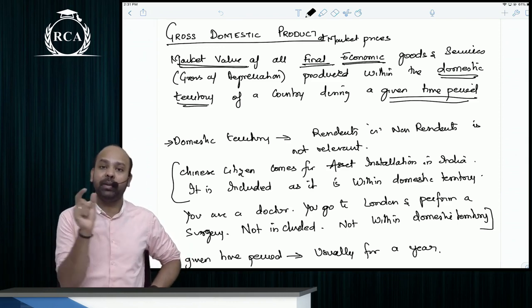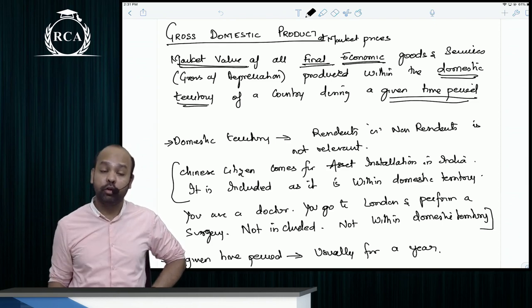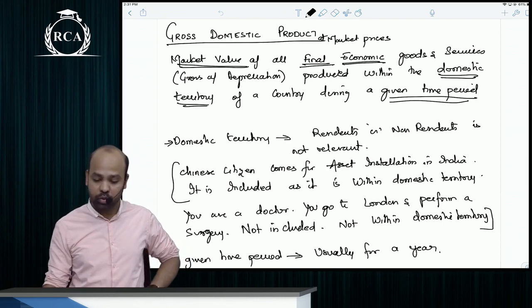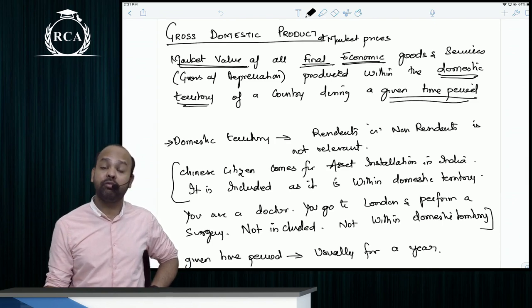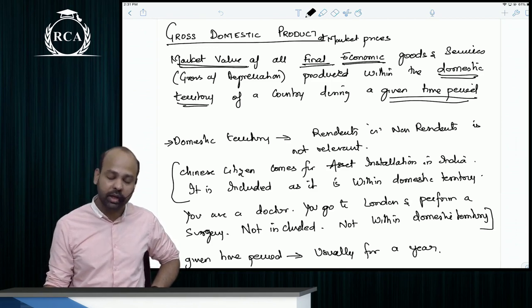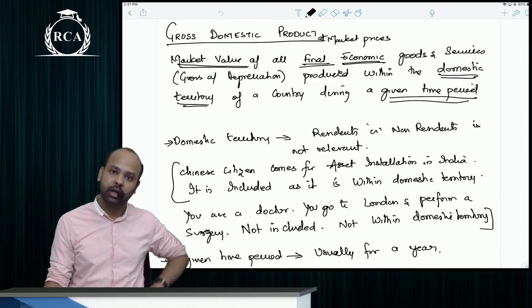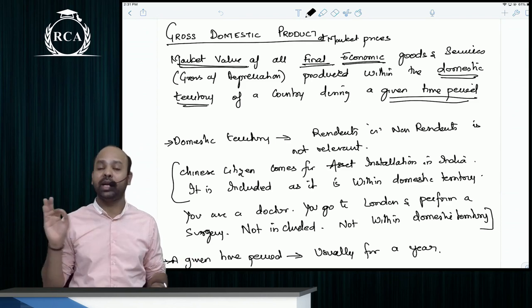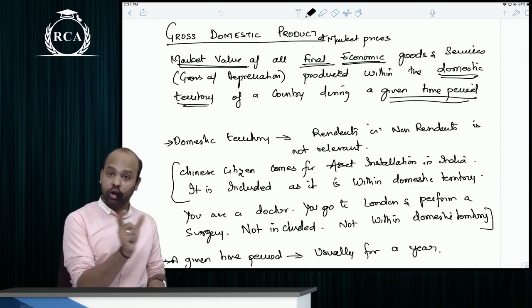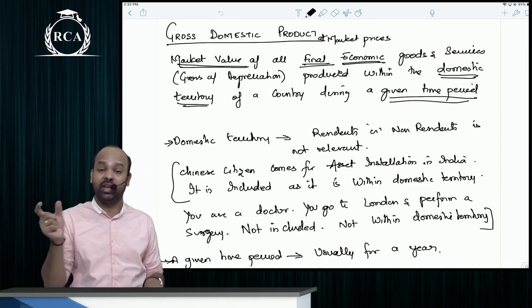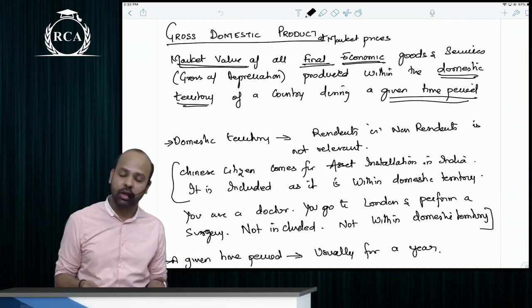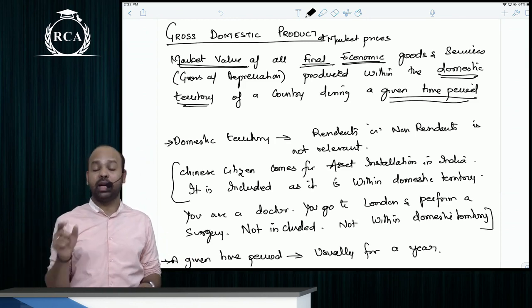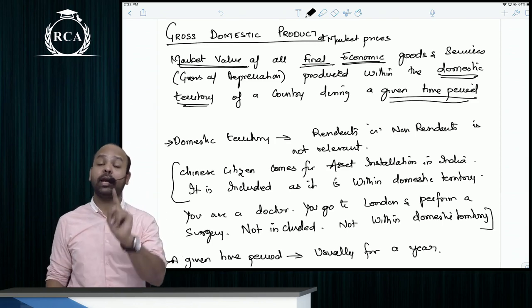But when they say GDP at market price, it is the market value of all final economic goods and services which are produced within the domestic territory of a country during an accounting period. No net factor income from abroad. GDP at market prices: gross of depreciation, domestic, within the domestic territory of a country during an accounting year, and then at market prices. So that is why market value of all final economic goods and services.